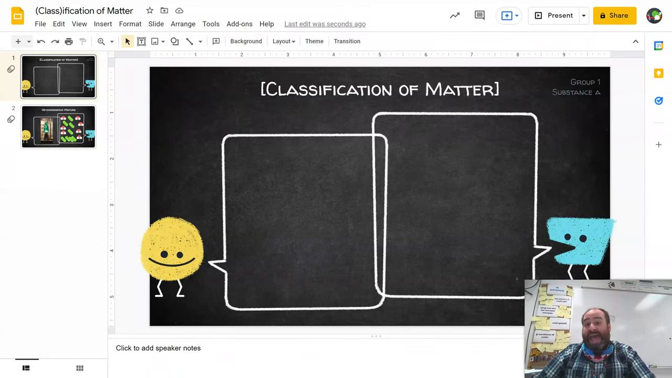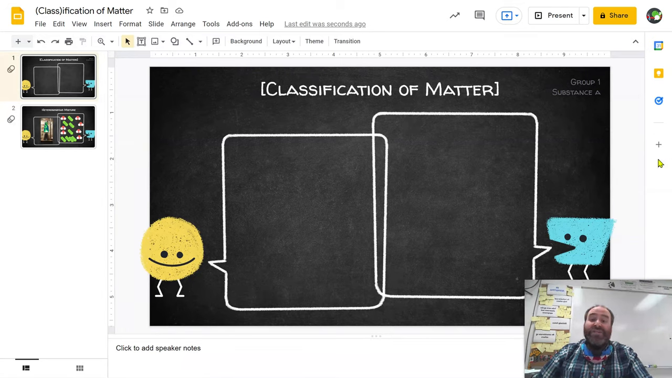You and your partners are tasked to show the macro and the micro level drawings of two different substances. One of the substances is going to be a pure substance. The other one is going to be a mixture. So here, my group found our group slide. We're group one, and this is the first substance, substance A.